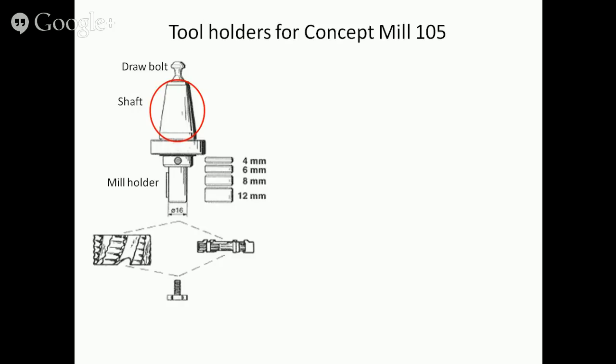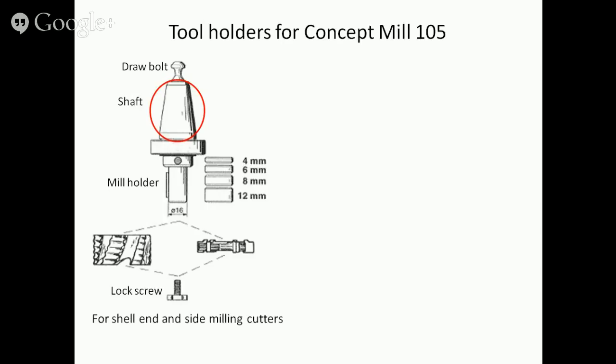The milling cutter is clamped on the mill holder. This tool holder is used for shell end and side milling cutters. The cutter is fixed with a lock screw. Radial forces are transmitted with a parallel key. And mill holders come in different standardized diameters.